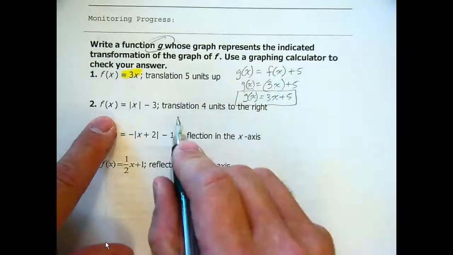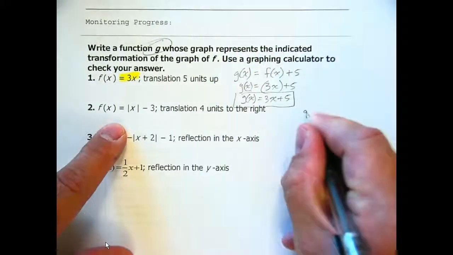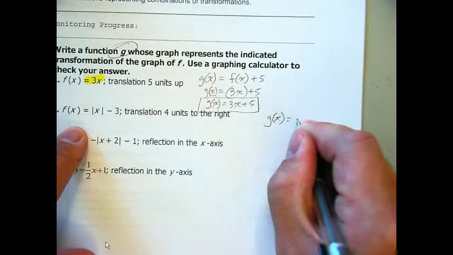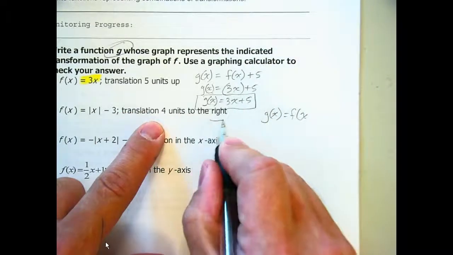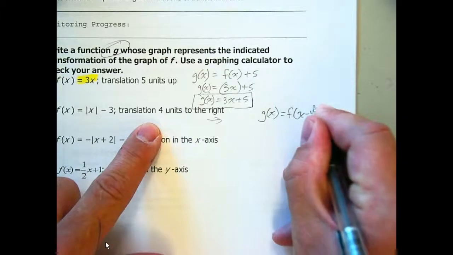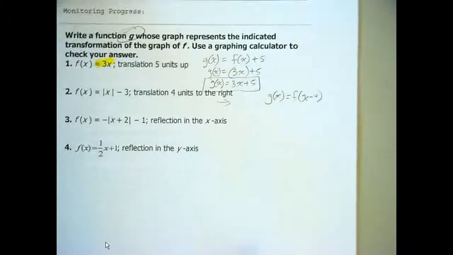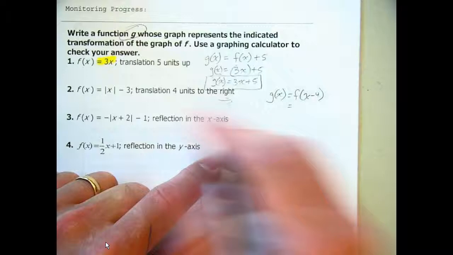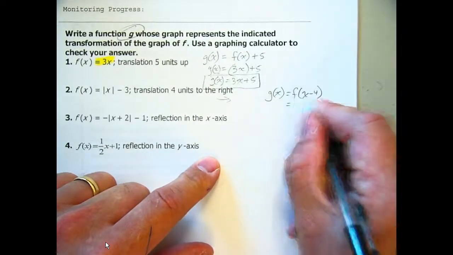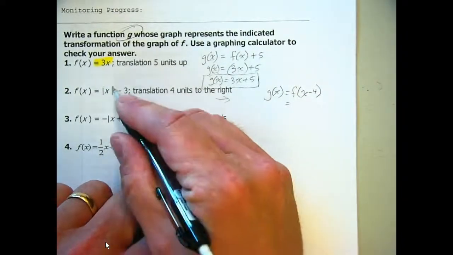Here, a translation 4 units to the right. Is that in with x or out with x? It's in. So we know that g of x is going to equal f of x, going to the right, so we're going this way. That's a minus 4. Is it minus 3? No, it's minus 4. So what we're going to do is plug this in now. We're going to say f of x.